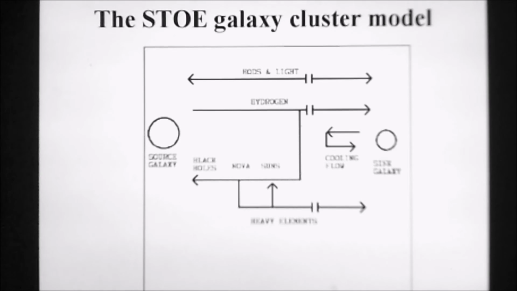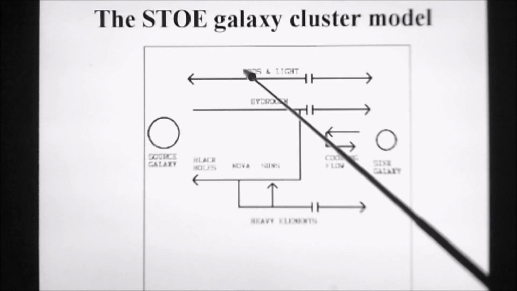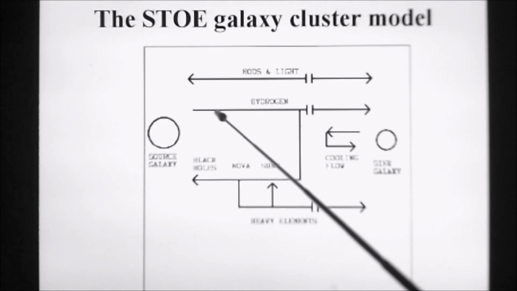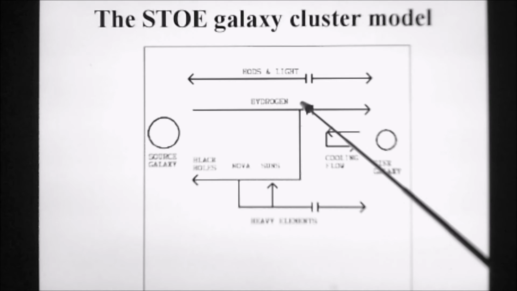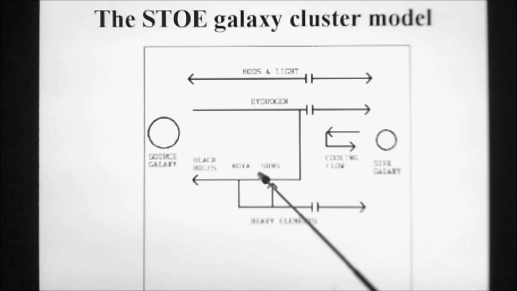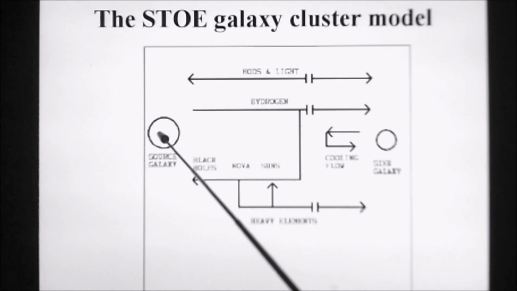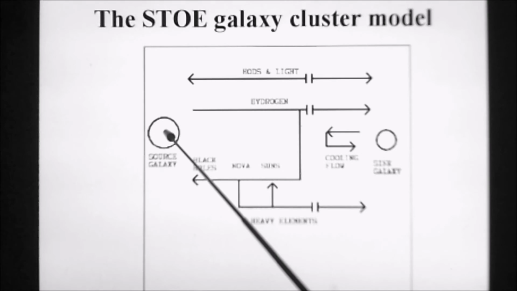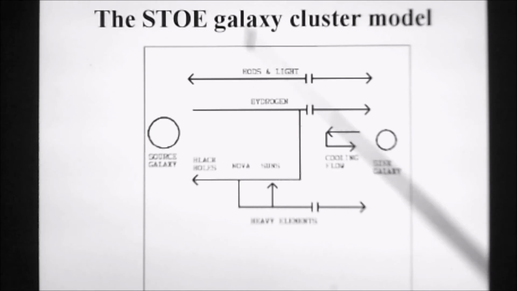This is the STOE galaxy cluster model. Here we have the source, and coming out from the source is hydrogen, light, and Hodge, which are ejected. Hydrogen goes out to near the end of the galaxy. Some of it forms suns, which then travel inward and eventually form a nova. One output of the nova are neutron stars, which turn eventually into black holes, which then end up back in the center, and then the plenum density of the center cracks the black holes into hydrogen and light again.